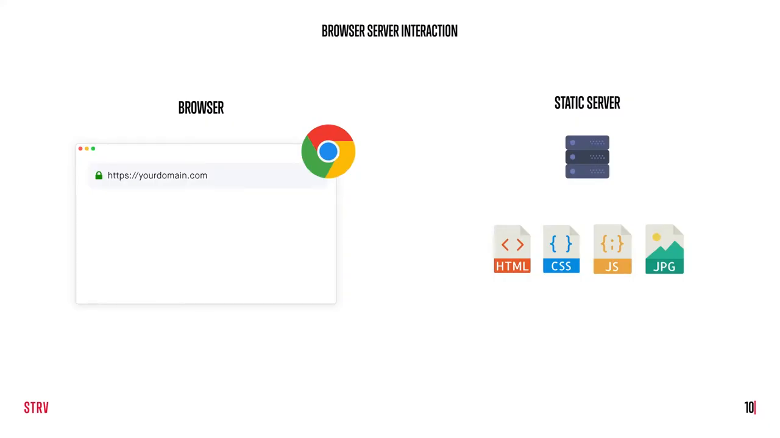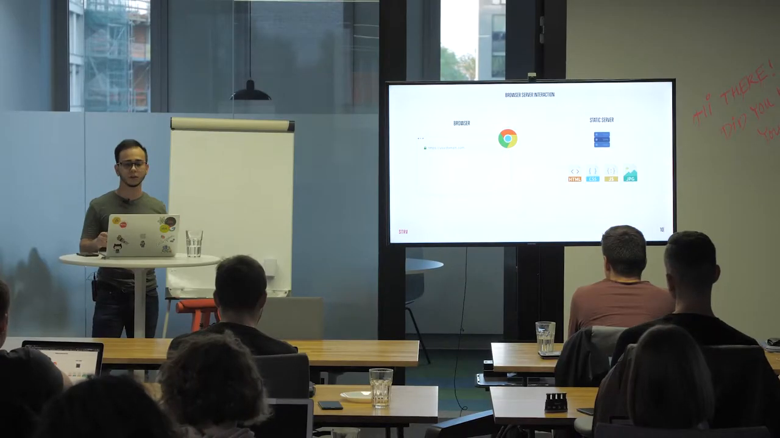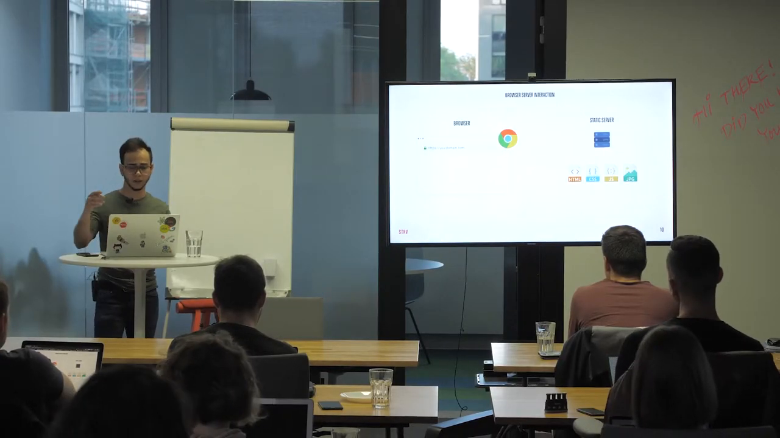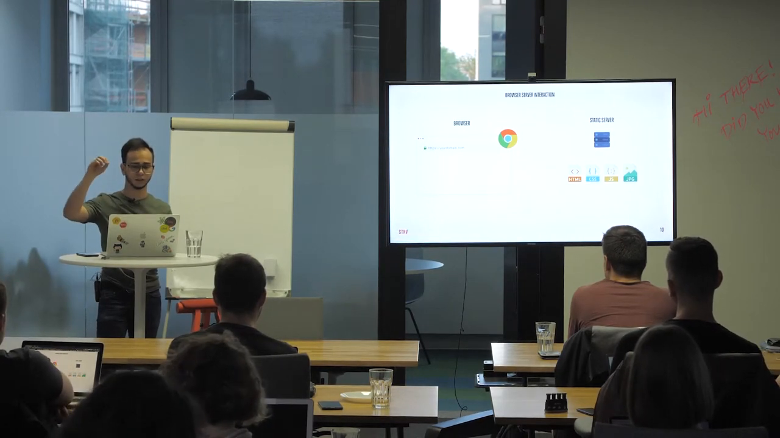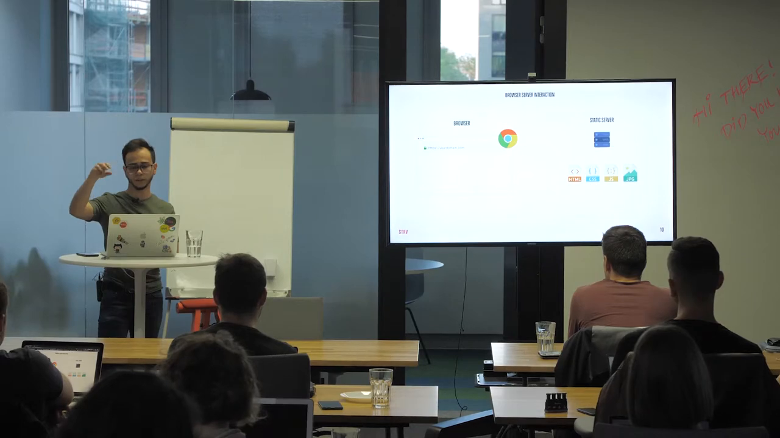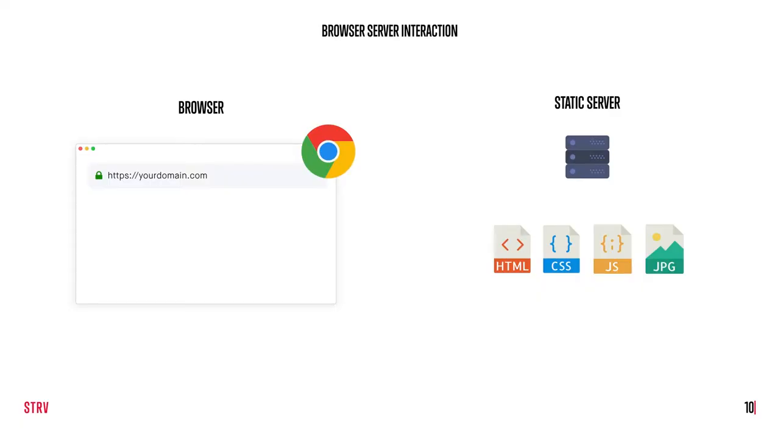Right now, we've been building an SPA, which stands for Single Page Application, and the browser-server interaction kind of looks something like this. We have the browser and we have a static server, which means it's just a piece of software that is gonna read the files it has in the file system and return them to the browser when they're requested. So something like this.